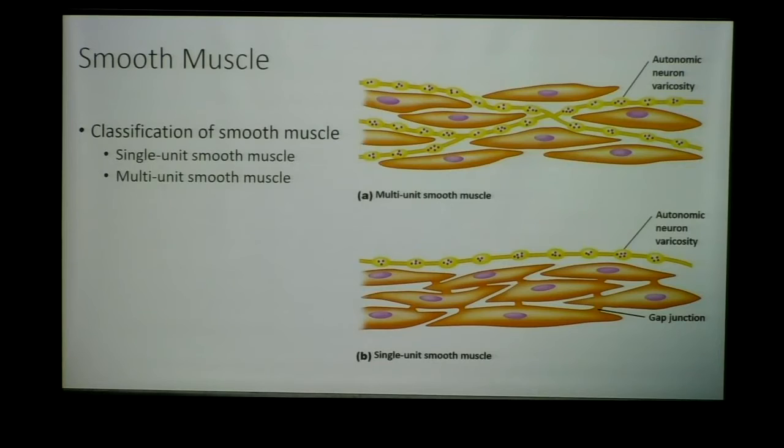Okay, so let's classify smooth muscle. Now we talk about two different types of smooth muscle. There's single unit smooth muscle and there's multi-unit smooth muscle. So I'll just sort of describe them loosely and then we'll talk about some examples and such.